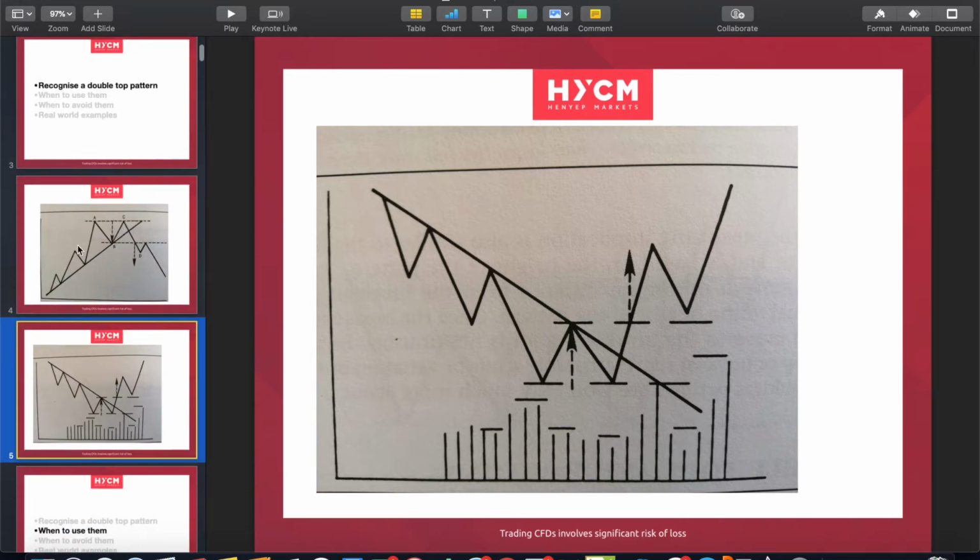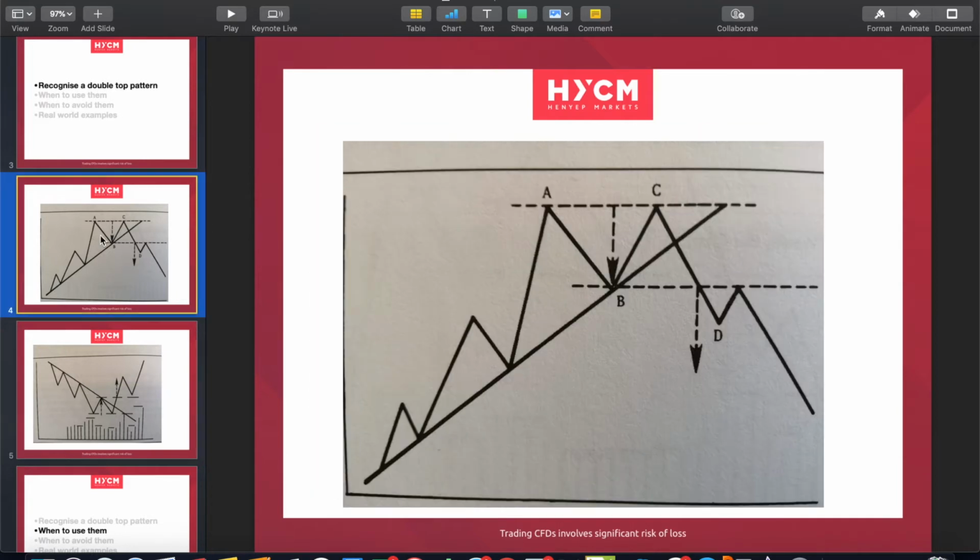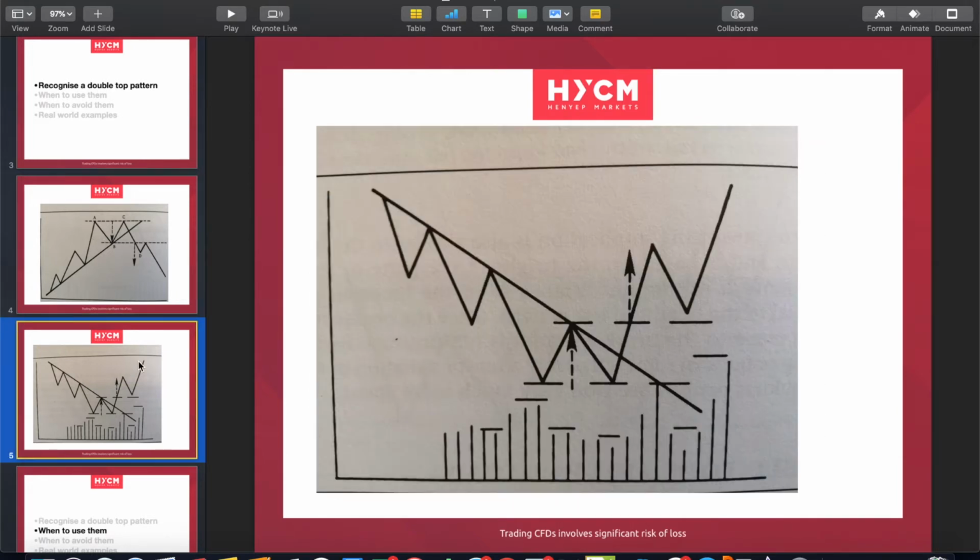So that's basically what a double top and a double bottom look like. But the key thing to remember is that they're reversal patterns. So you can see in the double top, you want to see a little bit of movement upwards before reversal down. And in a double bottom, you want to see a move down before some consolidation and a move up.